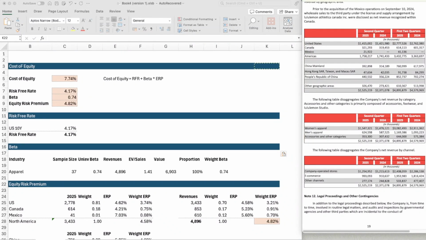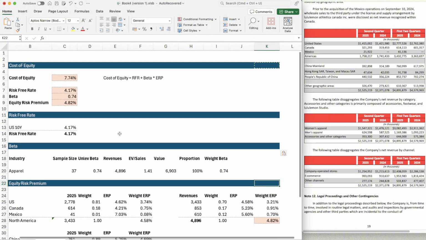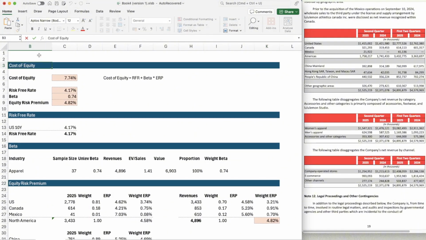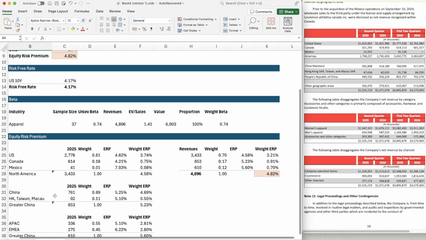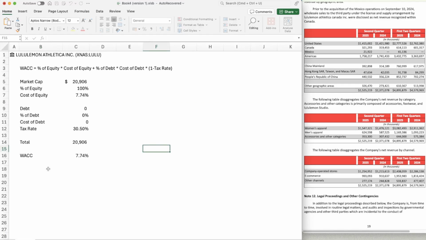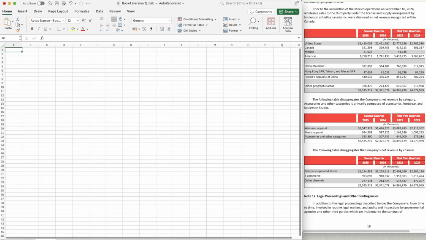Okay, welcome back to Hurdle Rate. And right now we're going to build part 2 of this model. If you followed along in the other video, we built out the cost of equity, and with that we're able to build the WACC. So we have those now. Let's go in and start building the DCF.